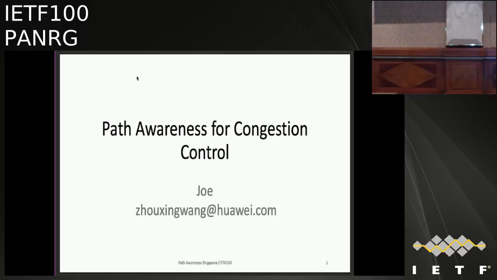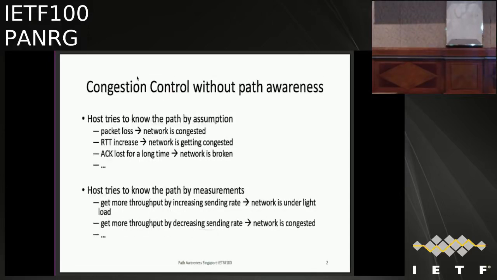Hi, hello everyone. My name is Joe from Huawei. Today my topic is path awareness for congestion control. Congestion control without path awareness. Basically, there are two main methods for a host to know the path when there is no path awareness. The first one is by assumption. The host thinks the network is congested, or is getting congested, or is broken when it finds the event of packet loss, or RTT increasing, or ACK lost for quite a long time.